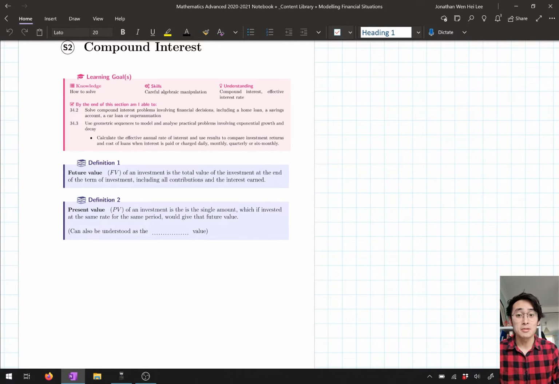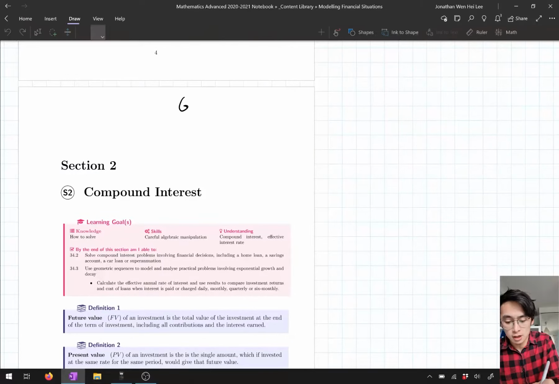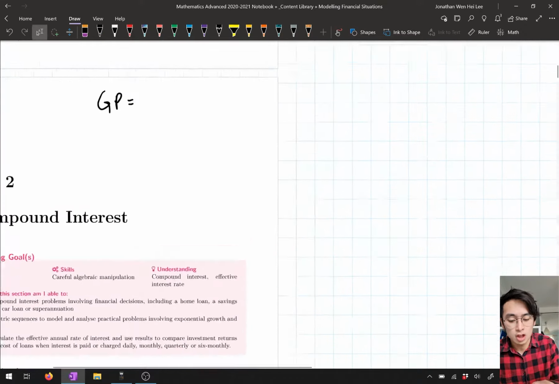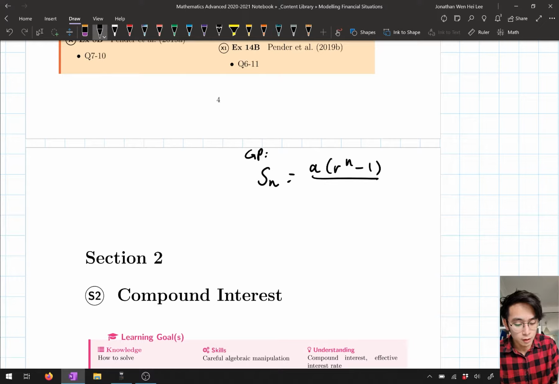In this video we're starting our next topic of modeling financial situations. In the previous topic we looked at sequences and series, and at the end of that topic we had a look at a few particular series that we could add together. For example, we looked at the sum of a geometric progression, and we noticed that for a GP, the sum was a times r to the power n minus 1 over r minus 1. And so we use this to sum up terms in our geometric progressions.